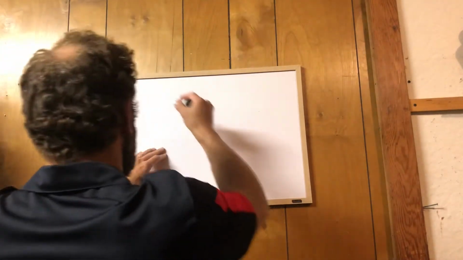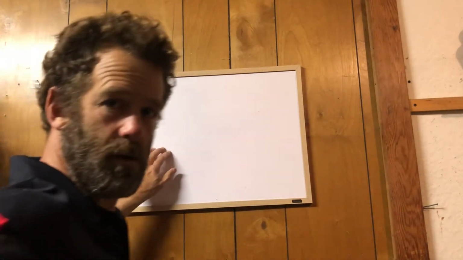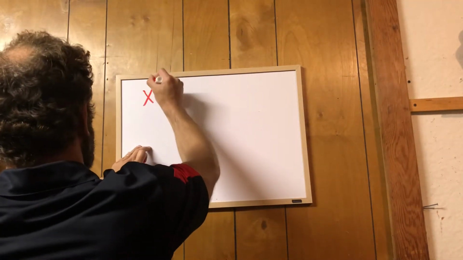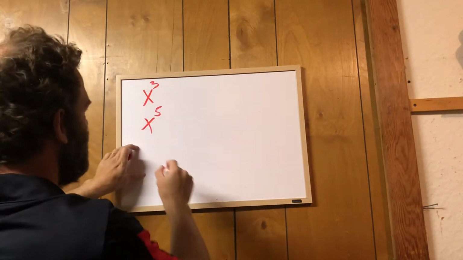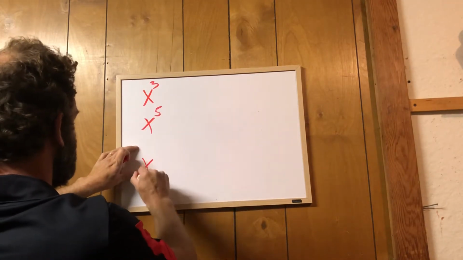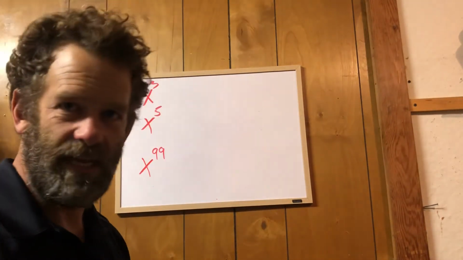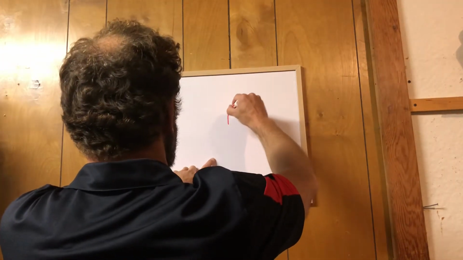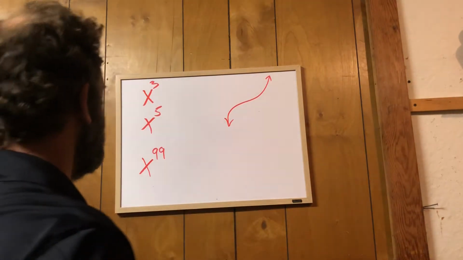And what those look like is, let's say we have x. Well, that doesn't work. Let's try another one. X to the third, x to the fifth, even x, let's say, to the 99th. Well, if you graph these, what these graphs look like is this. They resemble some type of a sideways S.